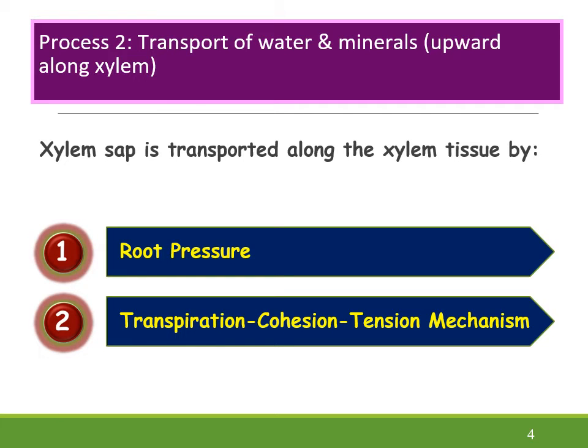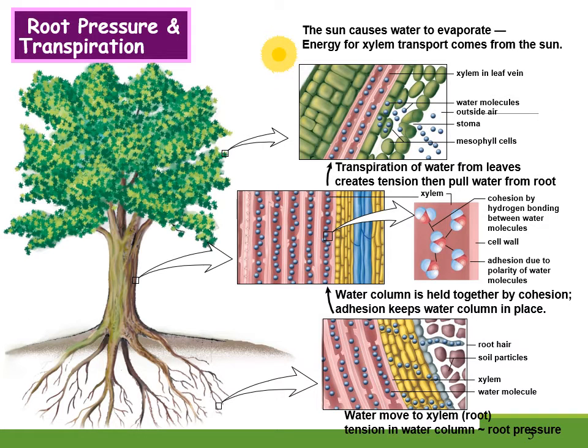The second process is transport of water and minerals upward along the xylem. Mineral ions and water within the xylem are called xylem sap. Xylem sap is transported along the xylem tissue by root pressure and also by the transpiration, cohesion, tension mechanism. The osmotic pressure created in the leaf due to transpiration produces a suction power called transpiration pull. This pulling force causes water to be sucked into the xylem vessel.